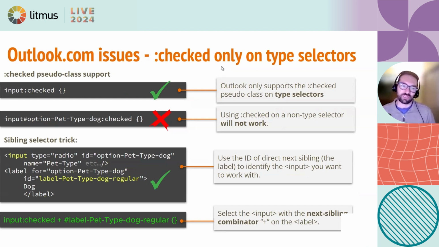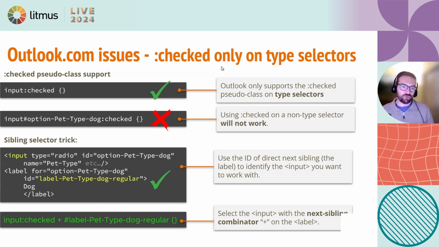Okay. So another issue we have in Outlook.com is that the checked attribute or pseudo selector only works on type selectors. And specifically what that means is you can't put it on something referenced by a class or an ID. So if it's input colon checked, that'll work. But input with an ID option-pet-type-dog colon checked, that's not going to work. And it's not going to work with a class either. It has to be a bare type selector, and in our case, a bare input.